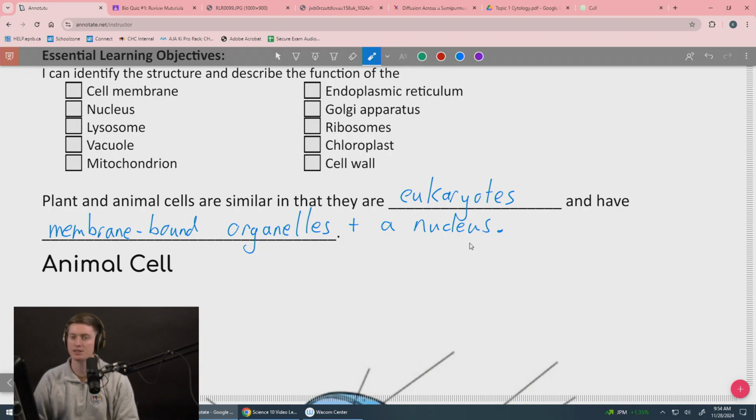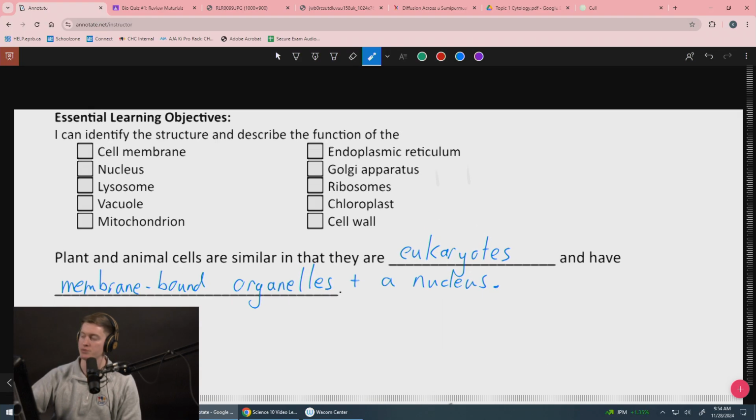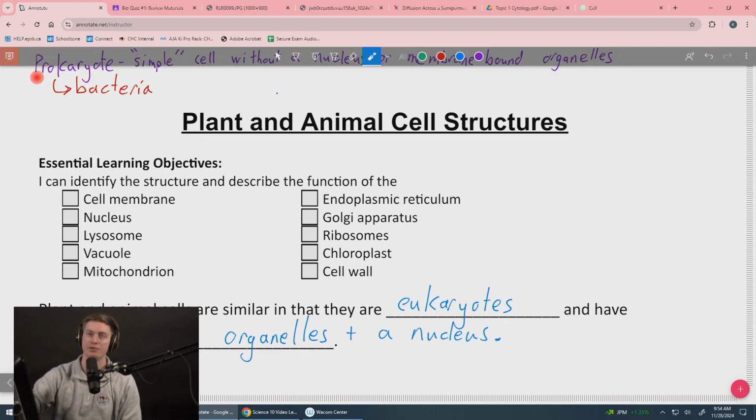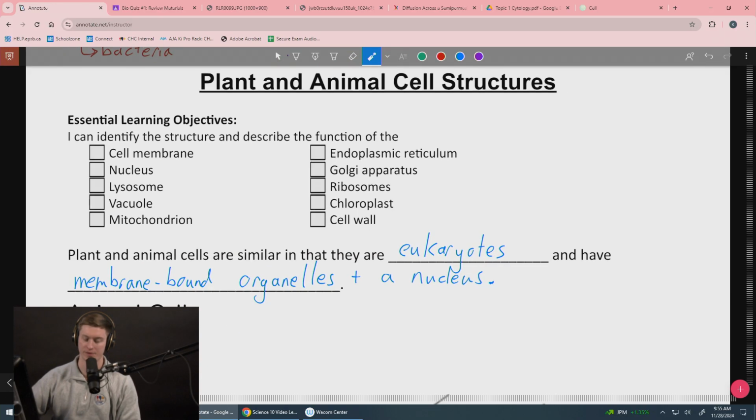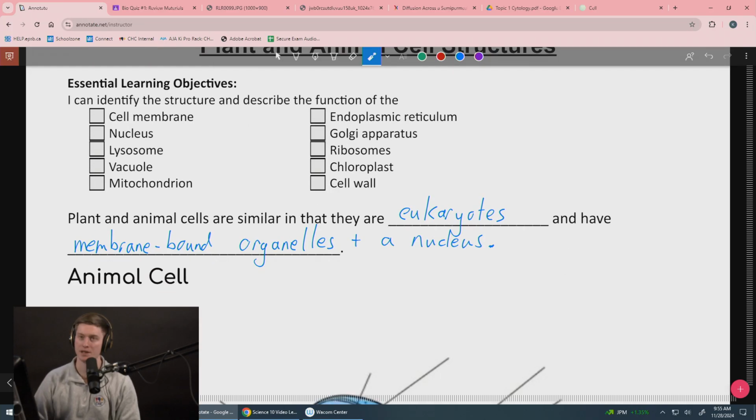Many eukaryotes are multicellular, like a plant and an animal, but some eukaryotes are single-celled. The main defining feature is that they have these membrane-bound organelles and a nucleus. If you don't know what the words membrane-bound or organelles mean, don't worry, we're going to get into it. At the top of the page where you just wrote prokaryote, pro means before, karyote refers to the nucleus. These are before nuclei, so they don't have a nucleus. Eu means true. These have true nuclei. That's what the word means here.